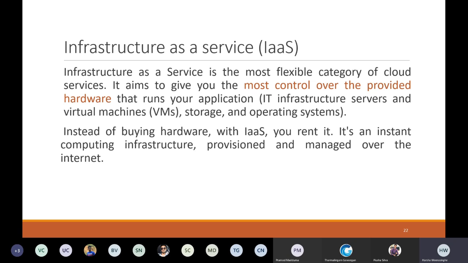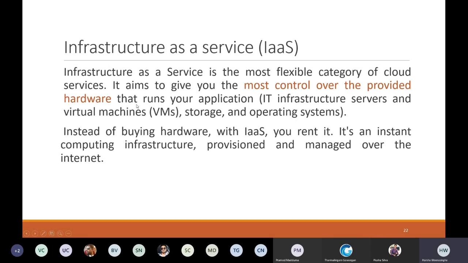We were on this slide. Infrastructure as a service is the most flexible category of cloud services. It gives you the most control over the provided hardware: virtual machines, storage, and operating systems. If you go for infrastructure as a service, you get the opportunity to install the application, install the operating system, and select what operating system you need. You can handle the operating system elements; I mean, you have access to the services, registry, and so on, except the hardware layer. So that's why it says you have the most control over the provided hardware.